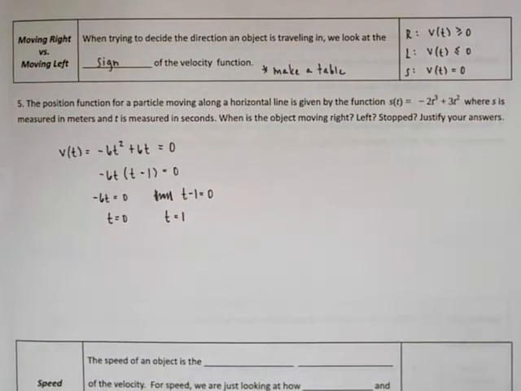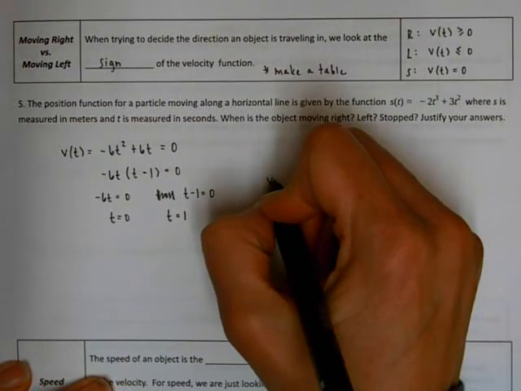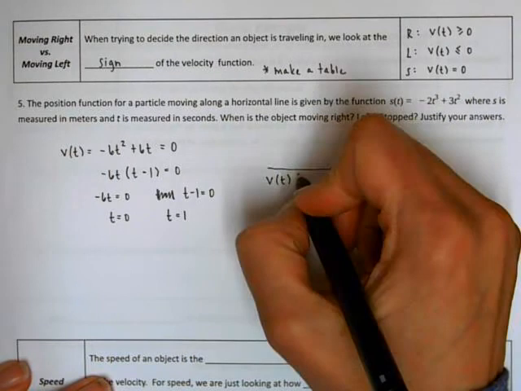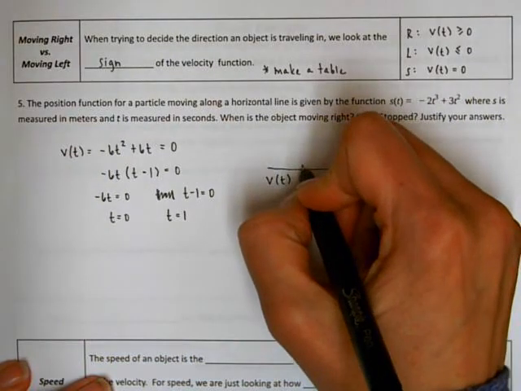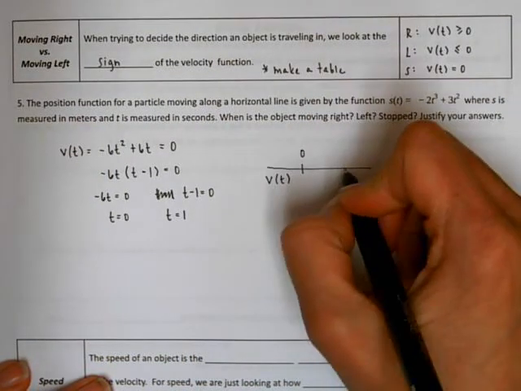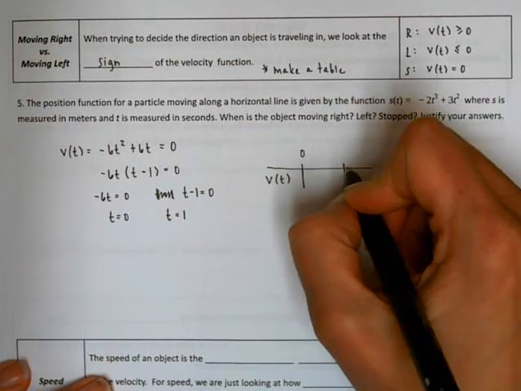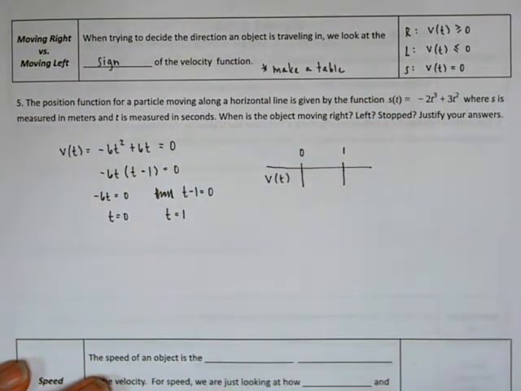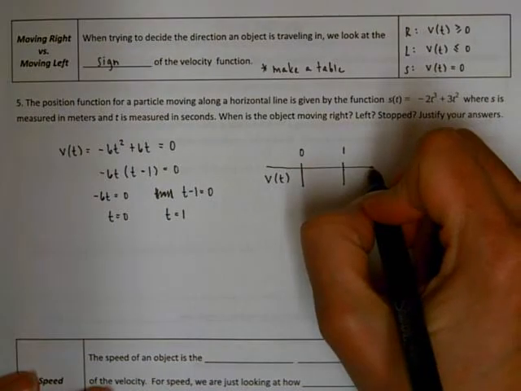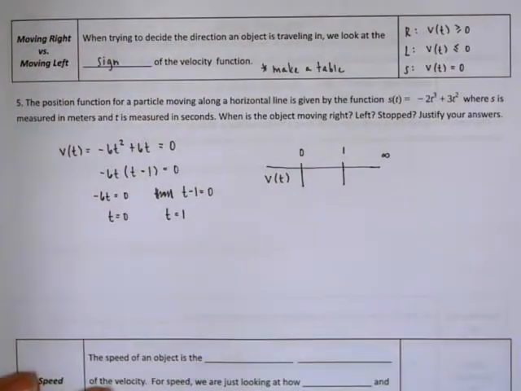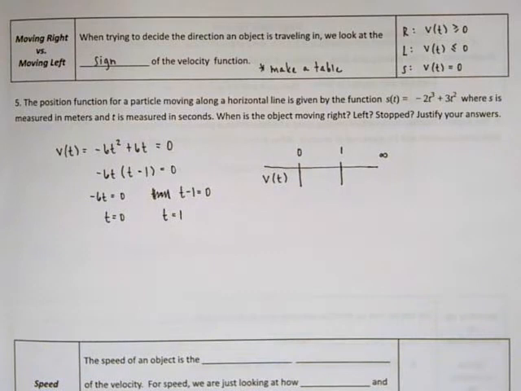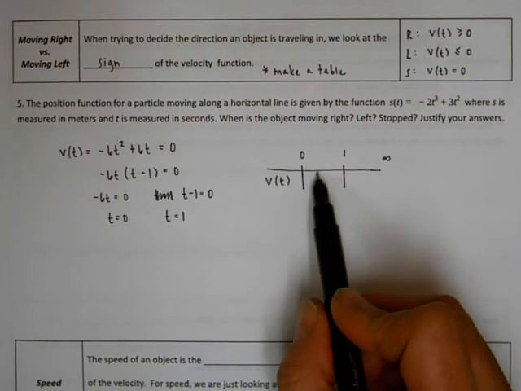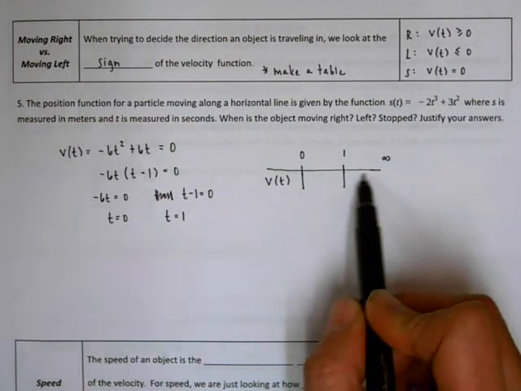So what I'm going to do with that is make a little table here for velocity. I'm going to use a number line. And so I know my key points here are 0, and 1. At these 2 points, my velocity is 0. But my goal here is to figure out where it's moving right and where it's moving left. So I have to figure out the sign of velocity on these 2 intervals.